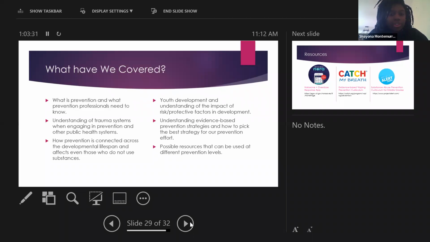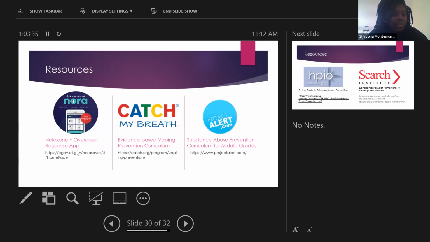The first resource that we have is, of course, the Nora app. I've seen a couple of you guys who knew about it, and I'm really happy that you know about this app and how to use it. It comes in both English and Spanish, so I think that's awesome that it's a bilingual app so that more people have access to it. There's also the Catch My Breath, which is an evidence-based vaping prevention curriculum.